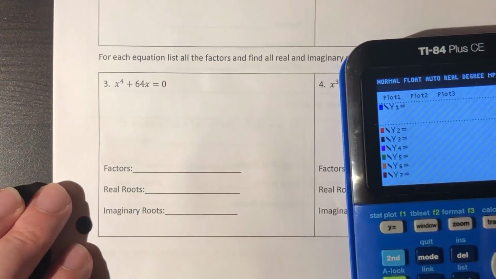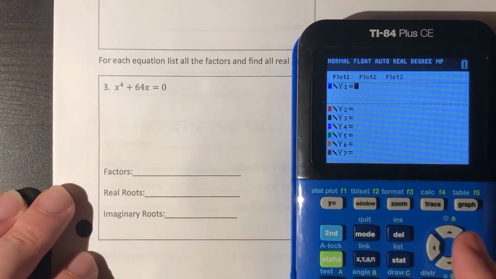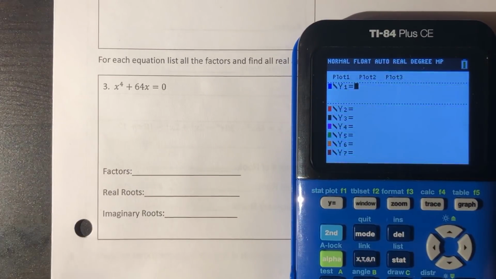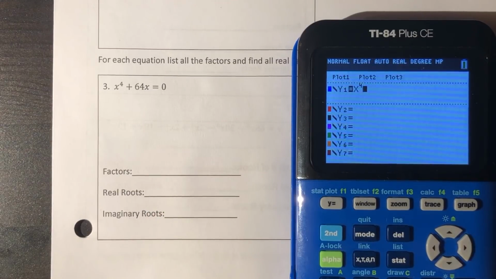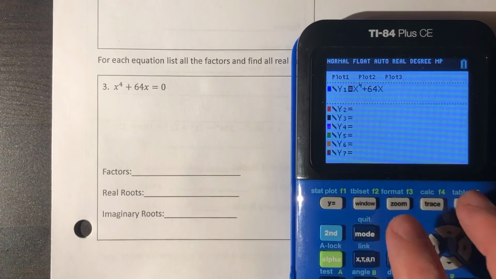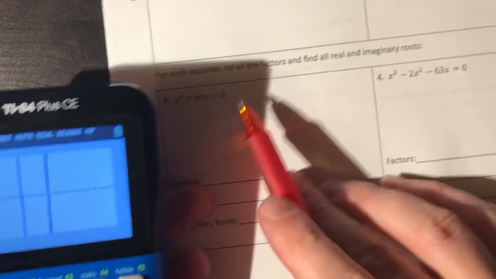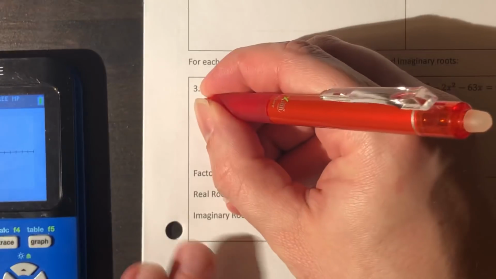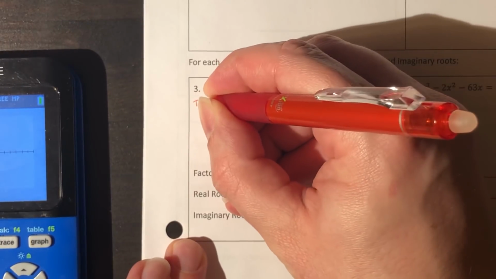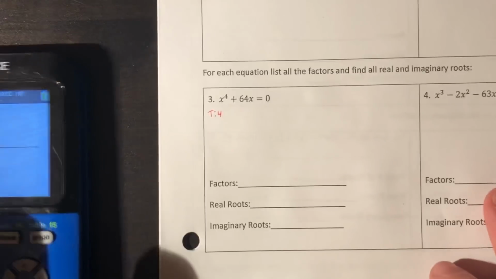So we've got x to the power of 4 plus 64x equals 0. So I can put that into the calculator. So I have x to the power of 4 plus 64x. And I can graph it. Now, I know it has a degree of 4, so I should have 4 total roots. And I'm looking at the graph here.